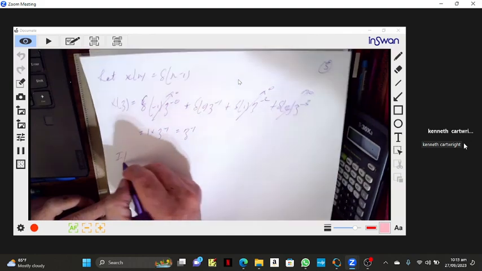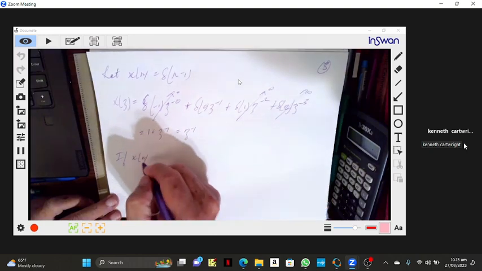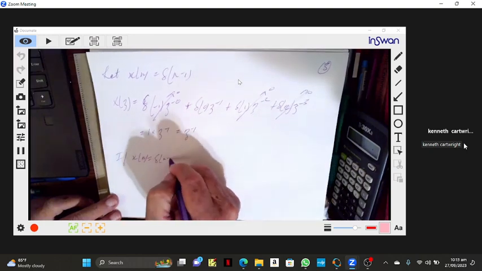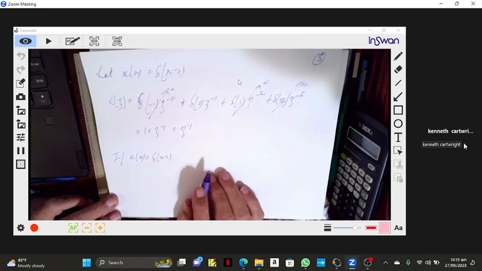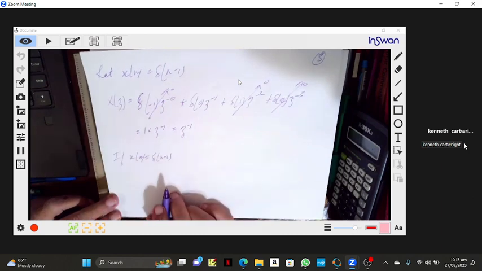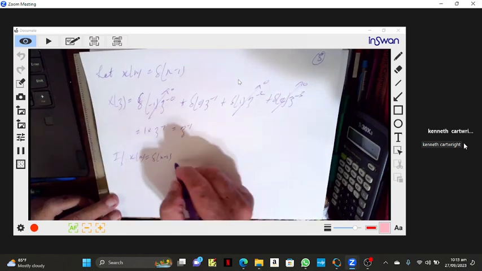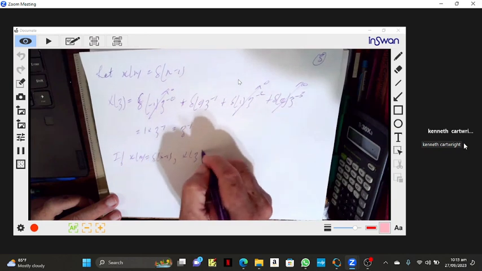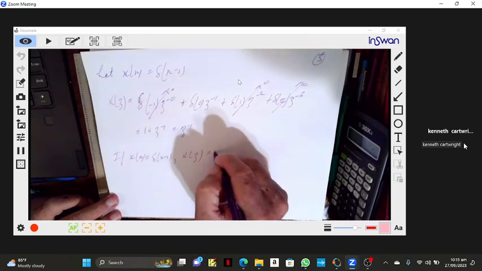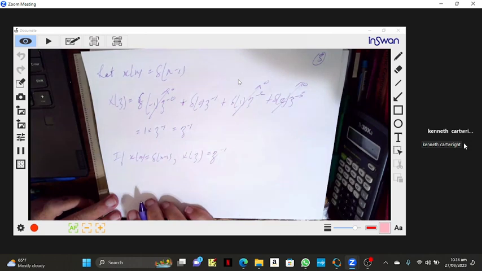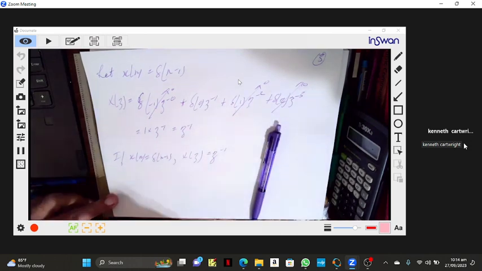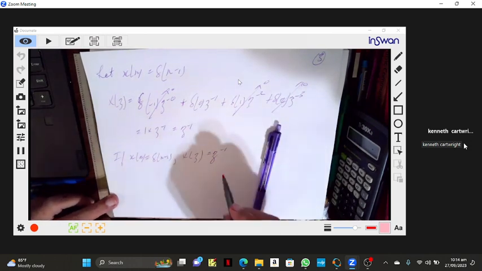So if x of n equals delta of n minus 1, a delayed impulse, x of z is z to the -1. So now you know why I use z to the -1 to indicate a delay of 1.